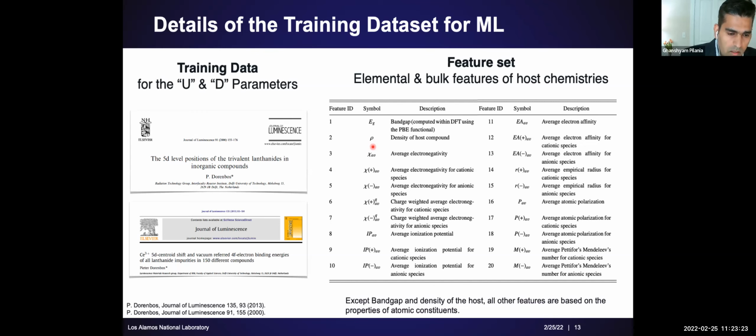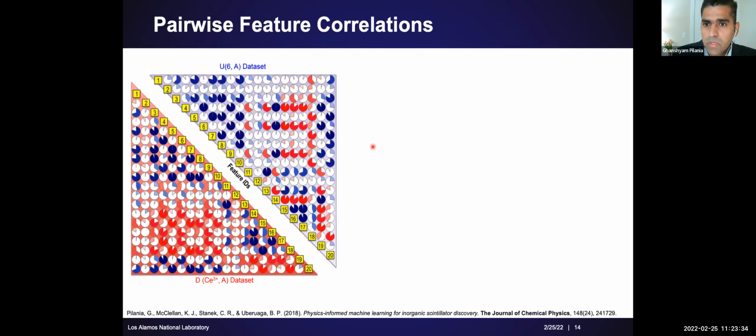So with this data, with this feature set, the first thing we did was to look for pairwise feature correlation to see if there is any redundant information in our training set. So here is a pairwise feature correlation plot for those 20 features that I showed on the previous slide for the U data set and the D data set. Blue means a positive correlation, red means a negative correlation, and the fraction of the filled pie chart represents the strength of the correlation.